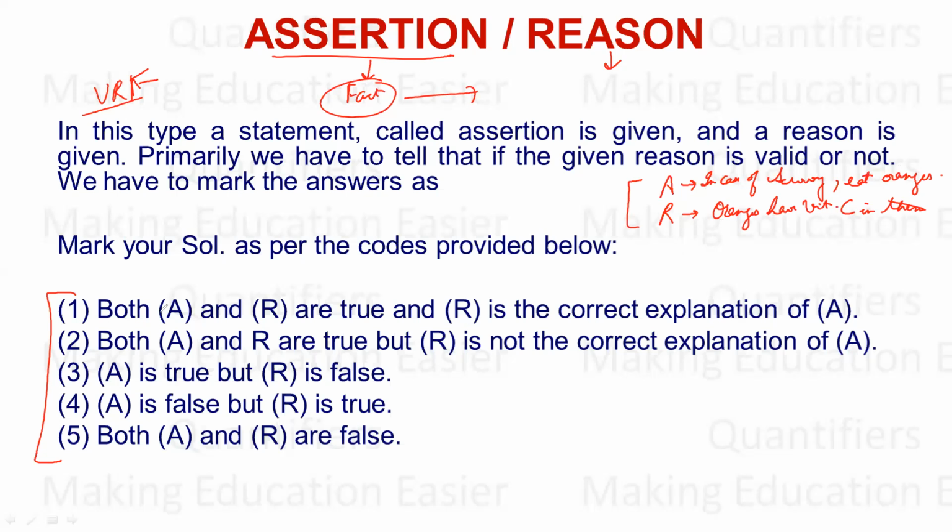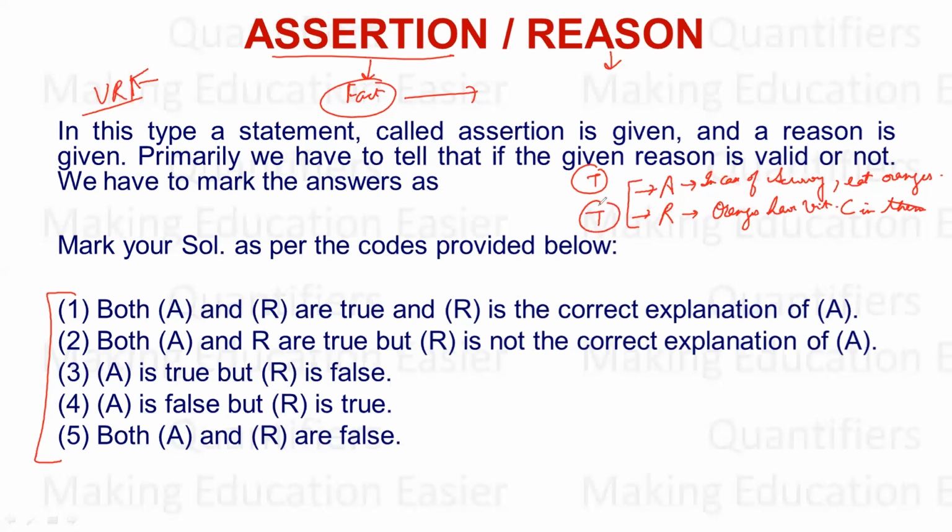Now, let's see how to pick up the option. The foremost thing that you need to do in an assertion and reason question is to see whether A and R are true or false. So first of all, you need to check whether the assertion, that is, in case of scurvy, eat oranges, is true or false. Is it true? Yeah. Now let's see the reason. Oranges have vitamin C in them. Is it true or is it false?